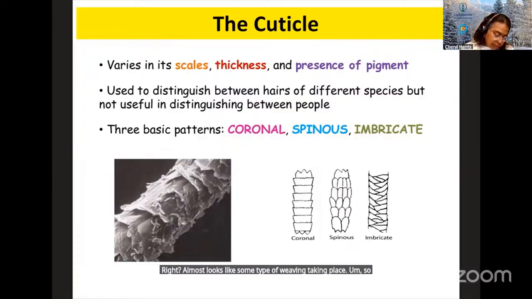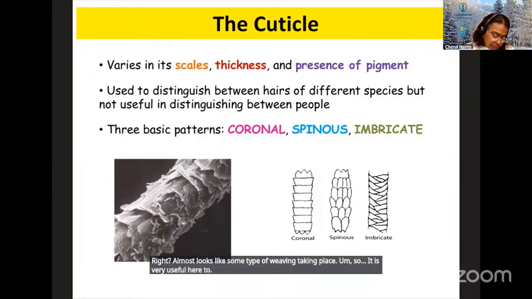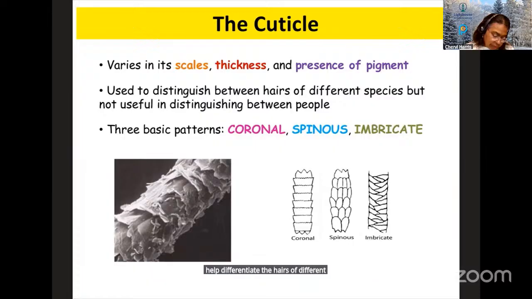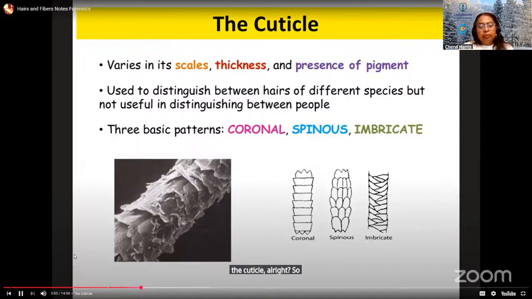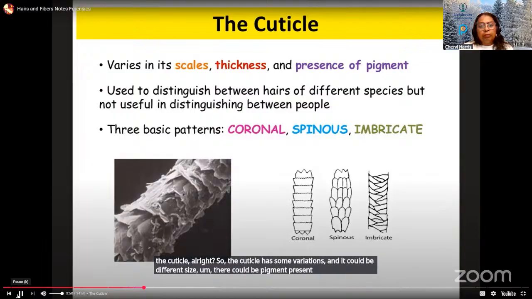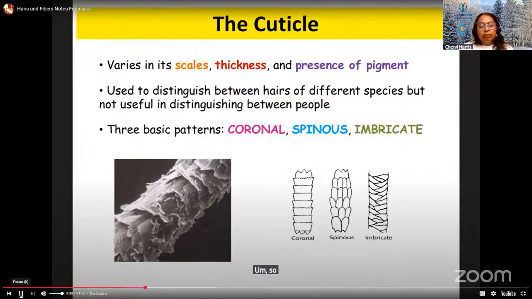So it is very useful here to help differentiate the hairs of different species, but it's not useful in determining if the hair is from a different person. You can look at the cuticle and say, okay, it's human versus, say, dog hair, but it's more difficult to say that a particular hair belongs to a specific person just by looking at the cuticle. The cuticle has some variations in it. It could be different size. There could be pigment present or maybe not. So you can sometimes see these scales when you're looking close at a hair.